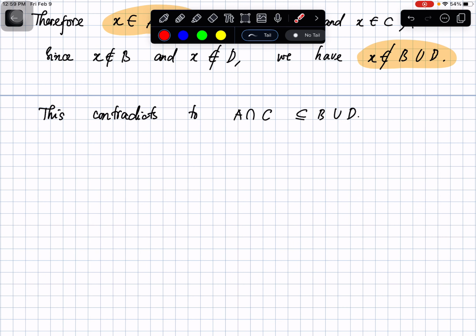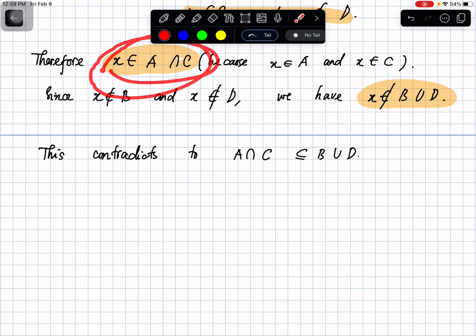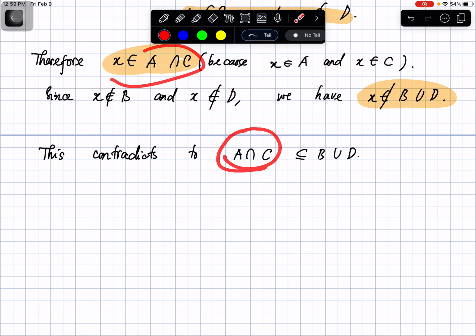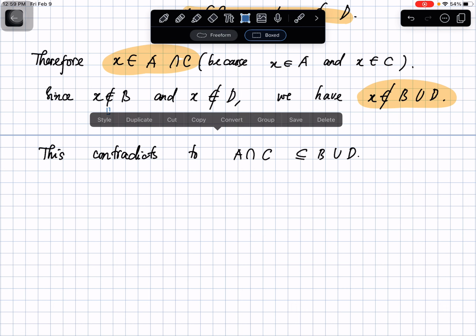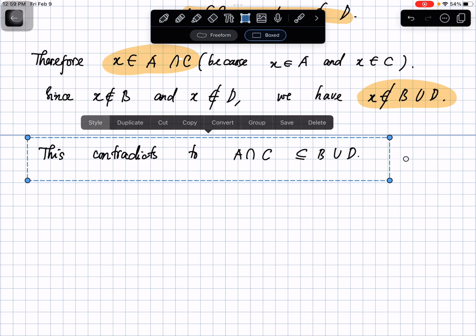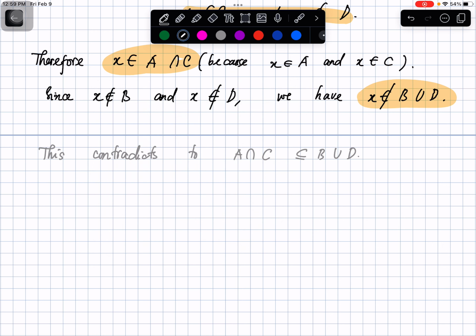Or we can say it another way. Say x in A intersect C. A intersect C is a subset of B union D. Therefore x in B union D. x in B union D contradicts the fact that x is not in B union D. Then we can try another way.